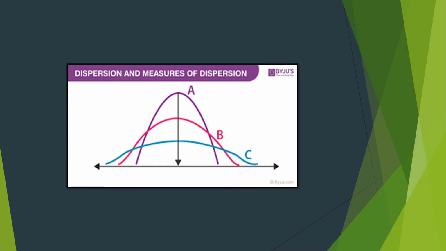Dispersion and measure of dispersion. That is a graphical representation of dispersion in the case of zero dispersion, high dispersion, and low dispersion.